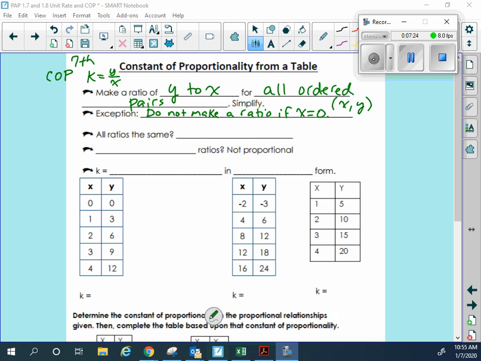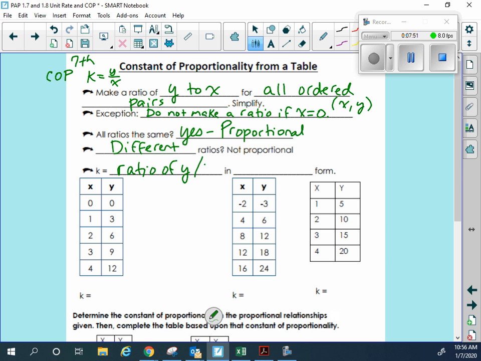Once you make your ratio of Y to X, you ask yourself, are all the ratios the same? If the answer is yes, then you have a proportional relationship. If you have different ratios, then it's not proportional. So K is equal to the ratio of Y to X in simplest form.